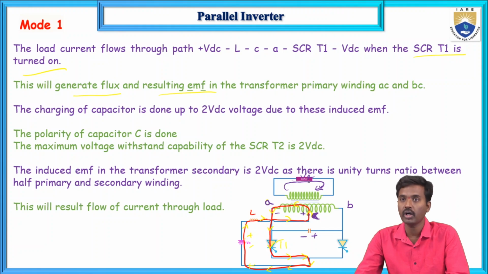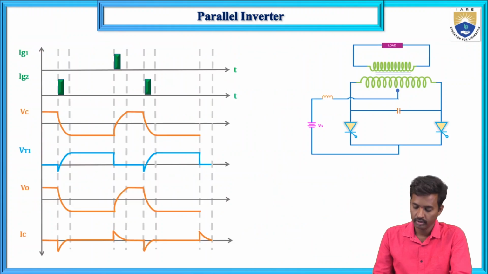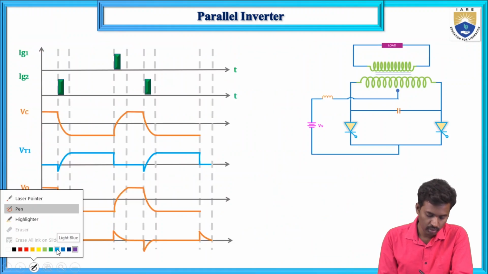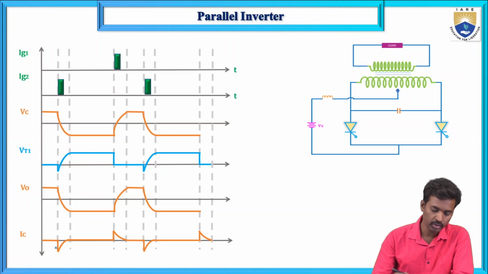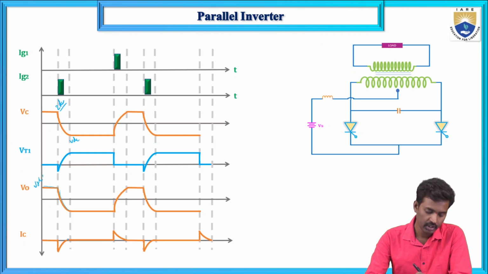In the mode 2, what will happen? In the mode 2, T2 will be turned off. So this is the case in the mode 2. The capacitor voltage goes from 2 VDC in mode 1 to VDC. It will decrease, and this is the thyristor voltage, output voltage. So this is the capacitor voltage, this is the output voltage, and this is the VDC, and now this is the capacitor current.